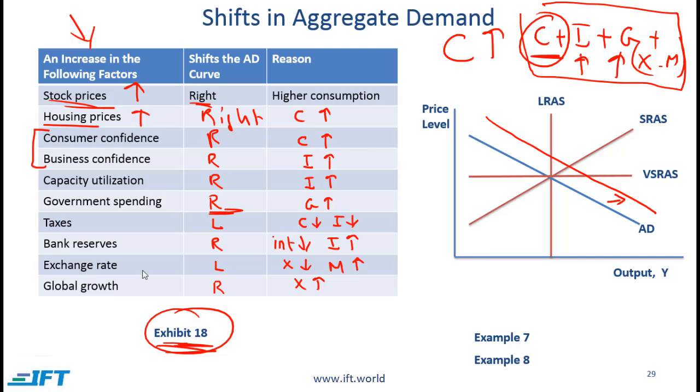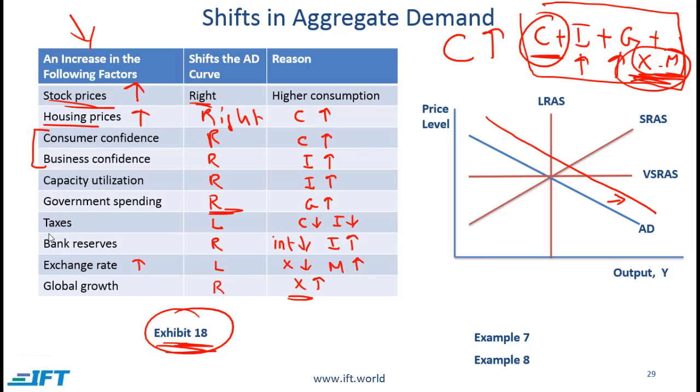Exchange rate, when exchange rates are higher, this means that our domestic currency is becoming stronger, and that is explicitly mentioned in this segment of the table. So if our domestic currency is stronger, then exports go down, imports go up. So our net exports are down, which means that aggregate demand moves to the left. If there is global growth, that means the rest of the world's economy is becoming larger, exports go up. So this part of the expression X minus M is higher and aggregate demand is higher.